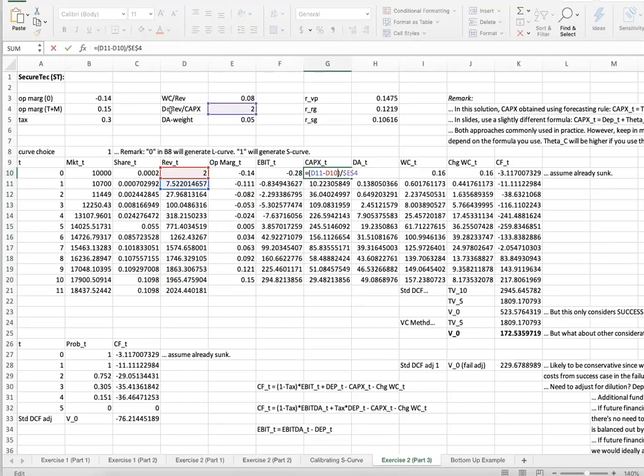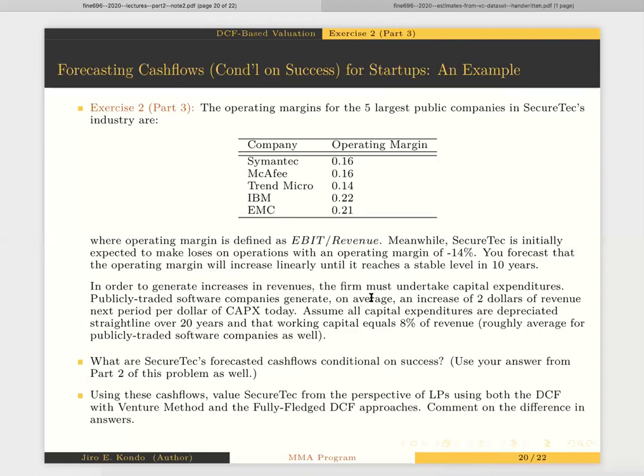Parameter theta c is just CapEx divided by change in revenue. So if we divide this number here, this basically just tells us that theta c is equal to 1/2. By the way, going back to our problem statement, it said that on average, for publicly traded software companies, they generate an increase of $2 of revenue next period per dollar of CapEx today, right? And so that means if you want to generate a $1 increase in revenue next period, you need to invest 1 divided by $2 in CapEx today.